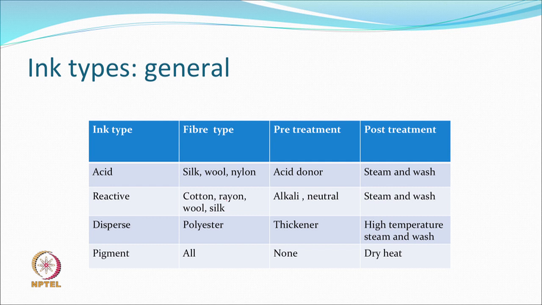The pigment can be used for all types of fibers and actually does not require a pre-treatment, but you may still give some treatment to make the surface better, and post-treatment would be only dry heat for curing purposes because there is a binder there.